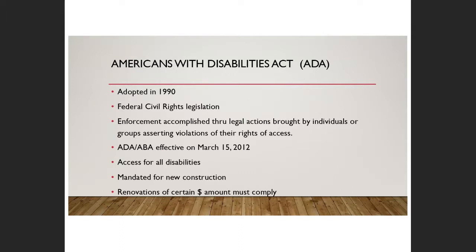Things like door widths and door swings and lever hardware on doors and the size of the toilet stalls, all these sorts of things, right? So these are all things that need to be followed in the design of a building as well.